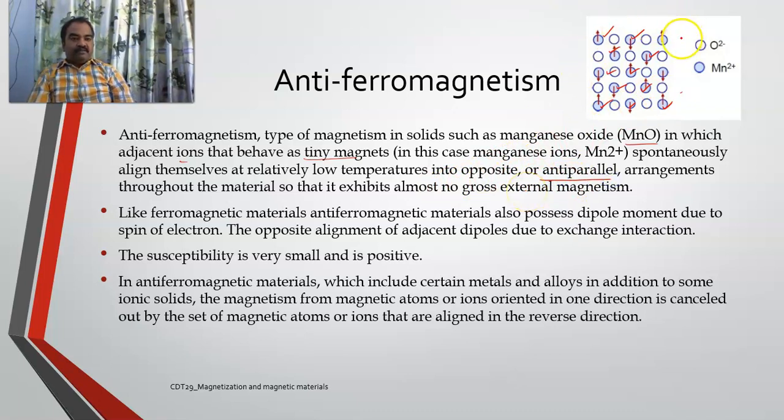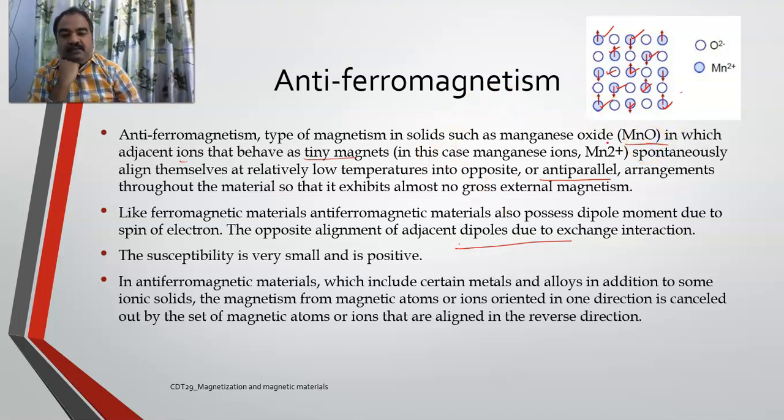Because of this, there is an alignment, but overall there is no alignment. Overall the net magnetic moment is zero. Like ferromagnetic materials, antiferromagnetic materials also possess dipole moment due to spin of electrons. But the opposite alignment of adjacent dipoles is due to exchange interaction. The susceptibility is very small, but it is positive, just like paramagnetic materials. One such material is manganese oxide.